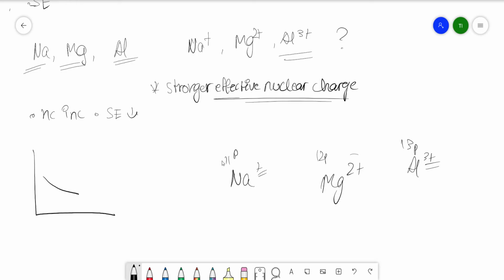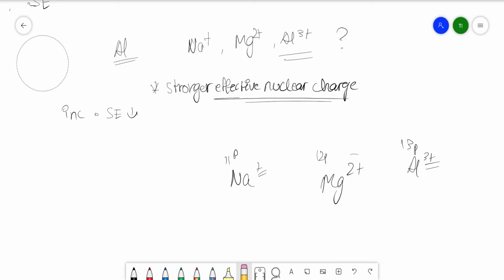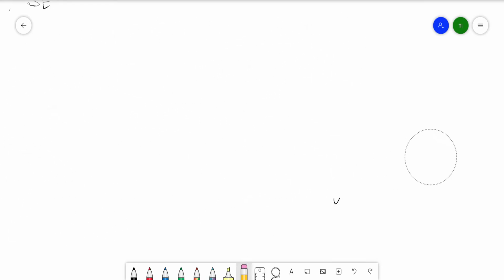Now, how about anionic radius? What would be the case for anionic radius? So across the third period, the anions would be P3-, S2-, and Cl-. How would these vary across the period? Cl has 17 protons, S has 16 protons, and P has 15 protons.